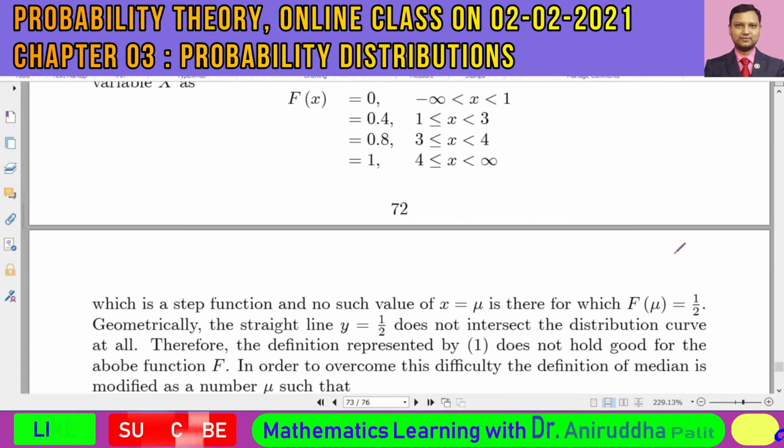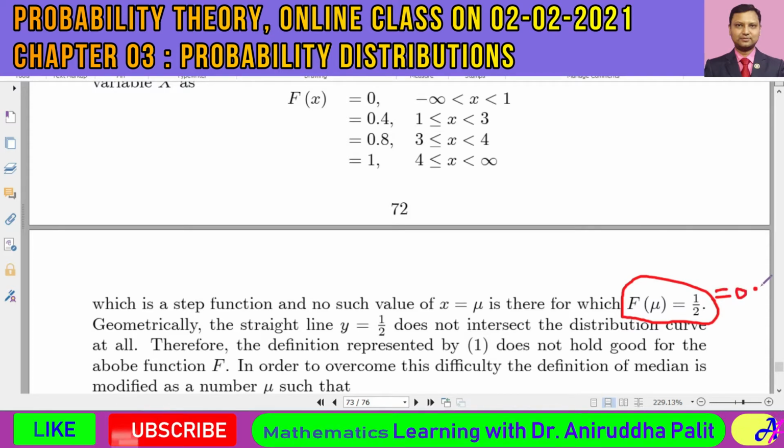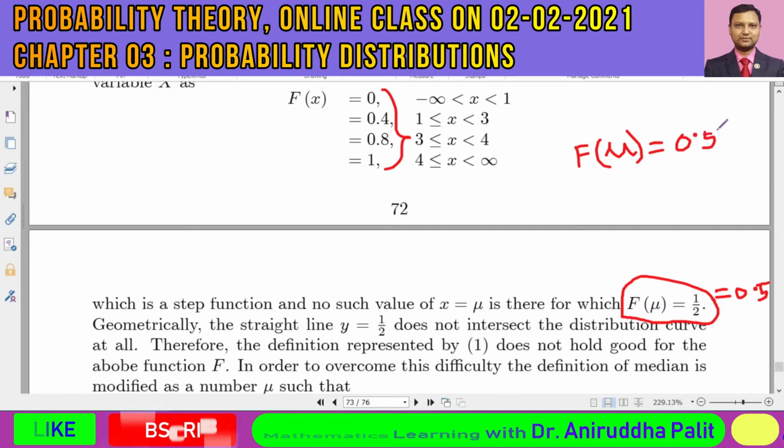Now, what we need to have in case of the median is F of mu equal to half. Half means 0.5. But look at this expression. You would not get any value of x for which F of mu would be equal to 0.5. You would not get any value of mu such that F of mu is equal to 0.5. Got it? That is one problem.